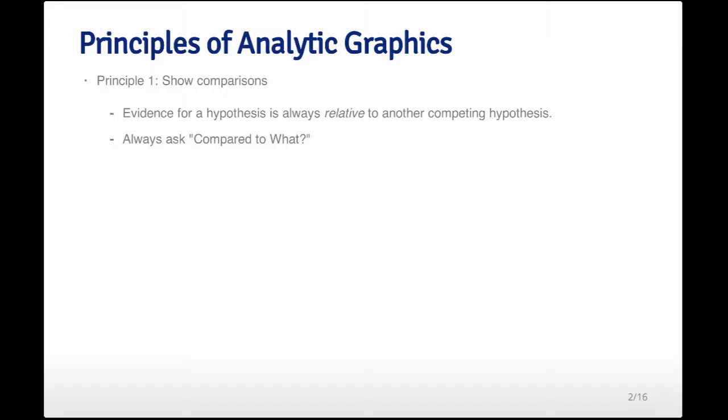So the first principle that Tufte talks about is to show comparisons. And this is a very basic idea in all of science. The basic idea is that evidence for a hypothesis or an idea about the world is always going to be relative to another hypothesis, right? So evidence is always relative. And so if you're comparing hypothesis A, there has to be some alternative hypothesis that you're going to compare it to. So whenever you hear a statement or hear a summary of evidence based on data, you should always be asking the question, compared to what, right?